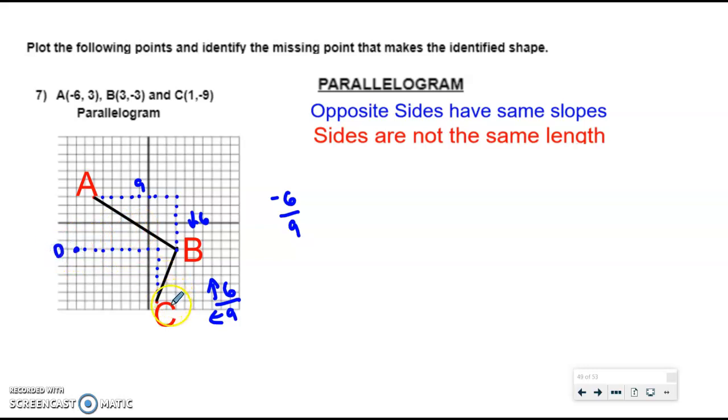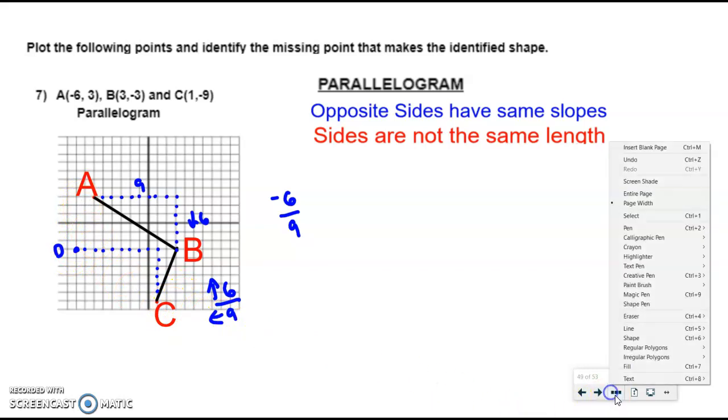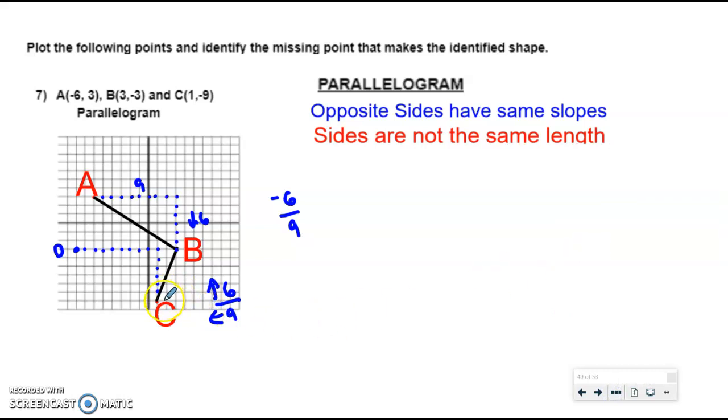Okay. Now another way for me to look at it is that the slope between CD, or CB, should be the same as the slope for AB. So let's see. Let's go 1, 2, up 1, 2, 3, 4, 5, 6. To the right 1, 2, up 1, 2, 3, 4, 5, 6. So where's D located? Looks like it's at negative 8, negative 3. And that is going to make your parallelogram.